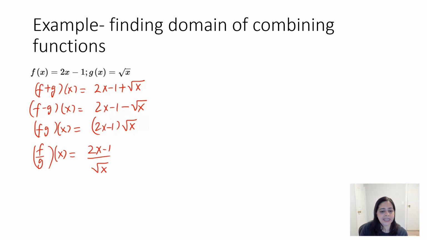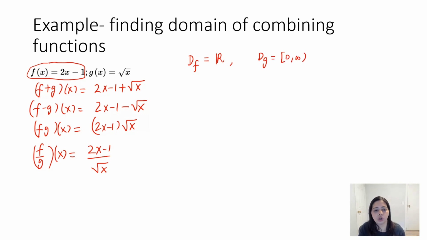Now, before writing the domains of combined functions, let's first write the domain of individual functions. So what's the domain of f? It's actually all reals. Remember, this is a linear function, a straight line. So a straight line is defined everywhere. Whatever value you substitute for x, this is a well-defined function. So the domain of this is all reals. The domain of g is 0 to infinity. It's a square root function, so its domain is only the non-negative reals.